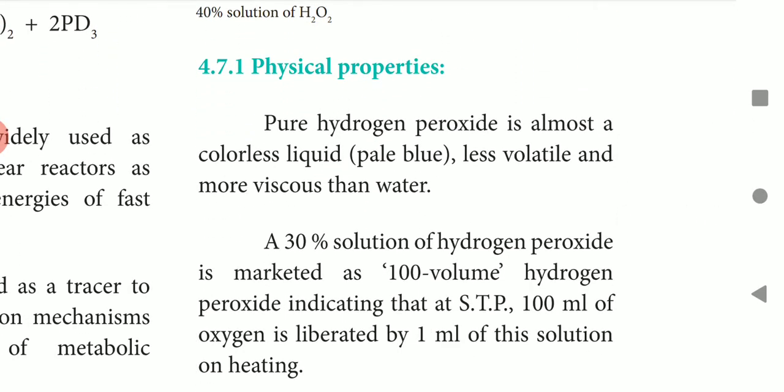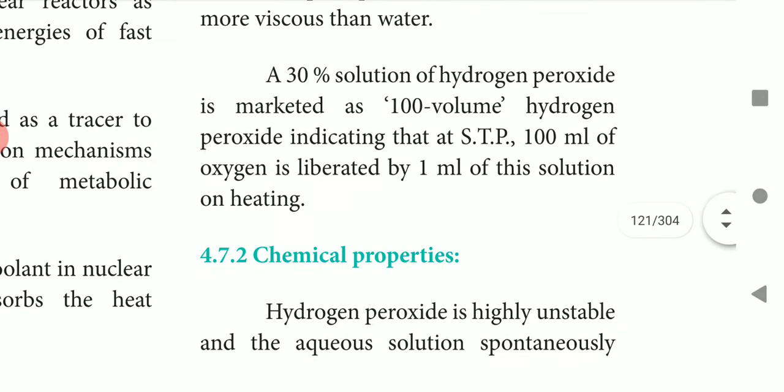Physical properties. Hydrogen peroxide is almost a colorless liquid, sometimes very pale blue, less volatile and more viscous than water. A 30% solution of hydrogen peroxide is marked as 100 volume hydrogen peroxide, indicating that at standard temperature and pressure, 100 ml of oxygen is liberated by 1 ml of this solution on heating.